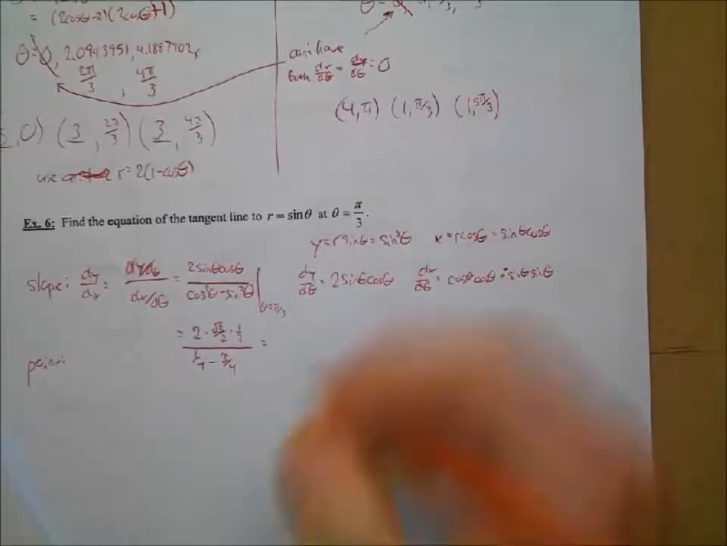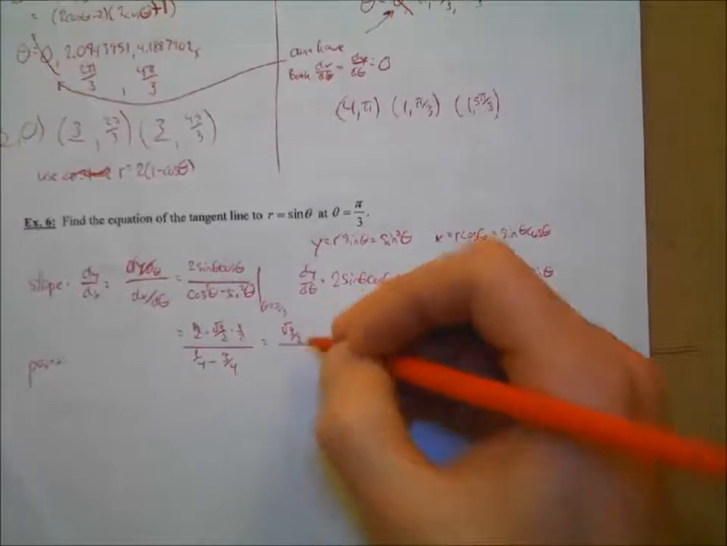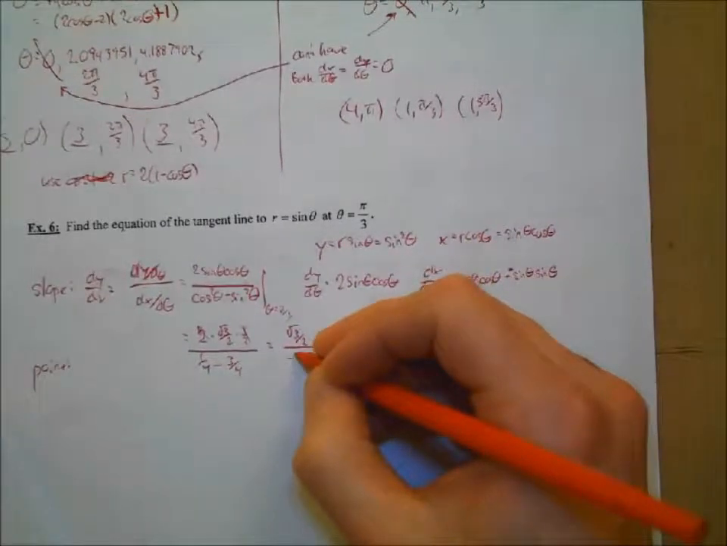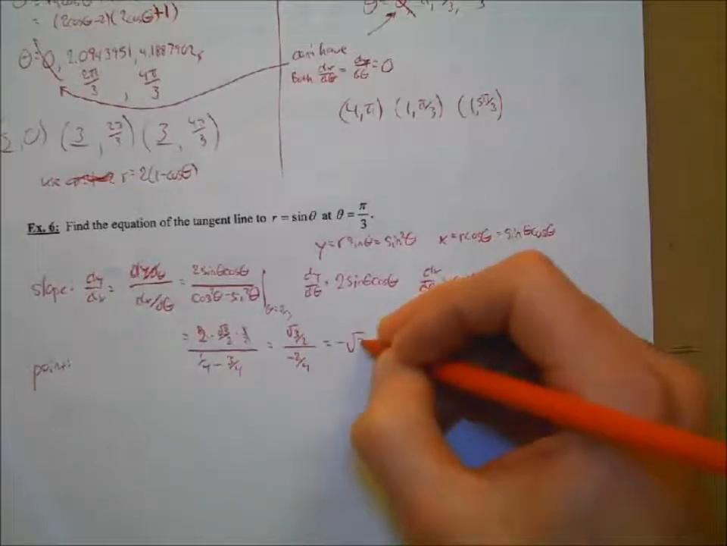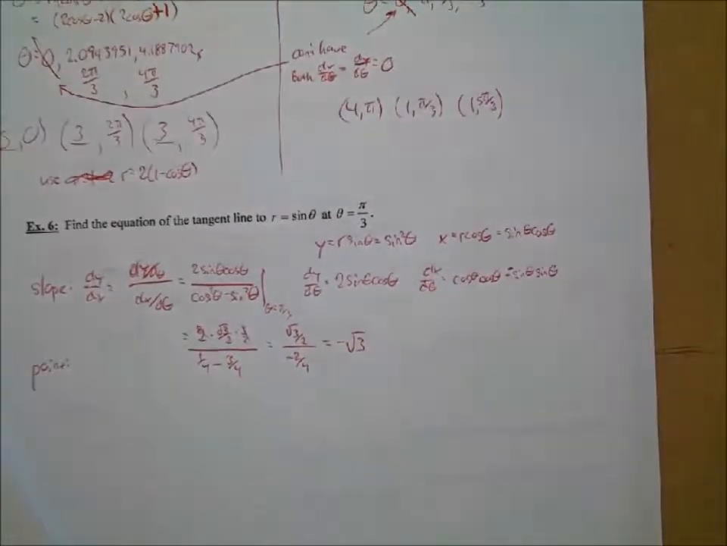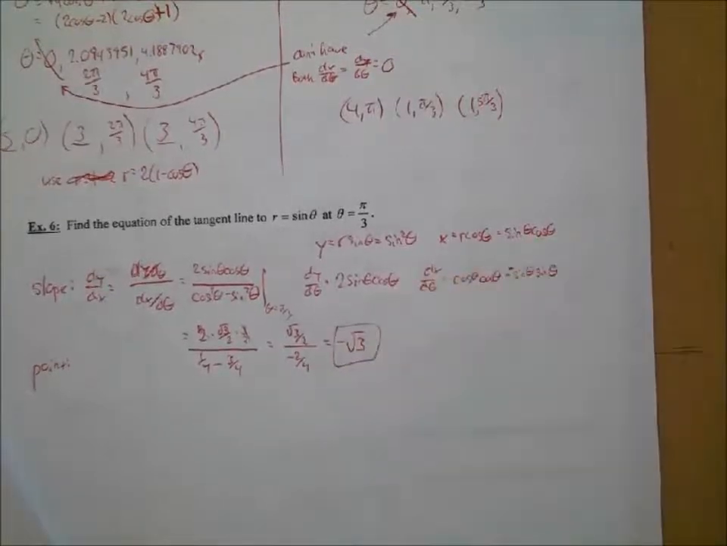And so we'll end up with, well, that's going to cancel with that. We'll end up with root 3 over 2 in the numerator over negative 2/4, right? 1/4 minus 3/4 is 2/4 in the denominator, which simplifies to negative root 3. So there's our slope, negative root 3. There's our dy dx evaluated at pi over 3.